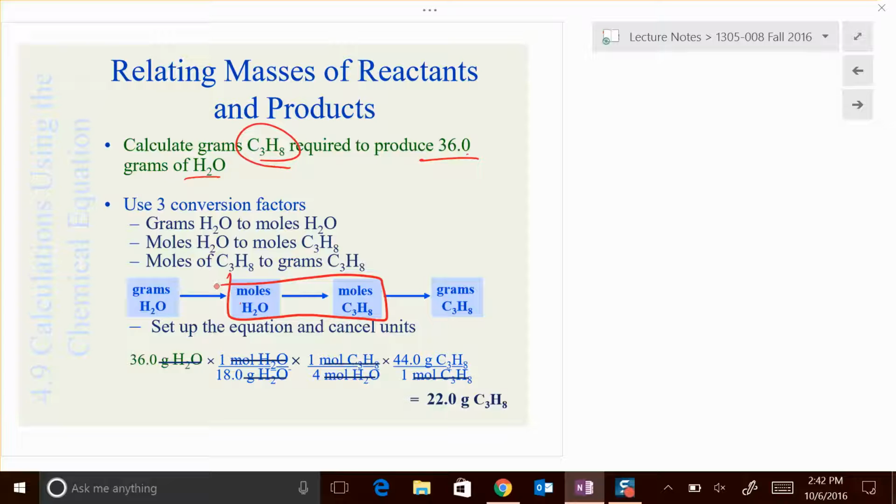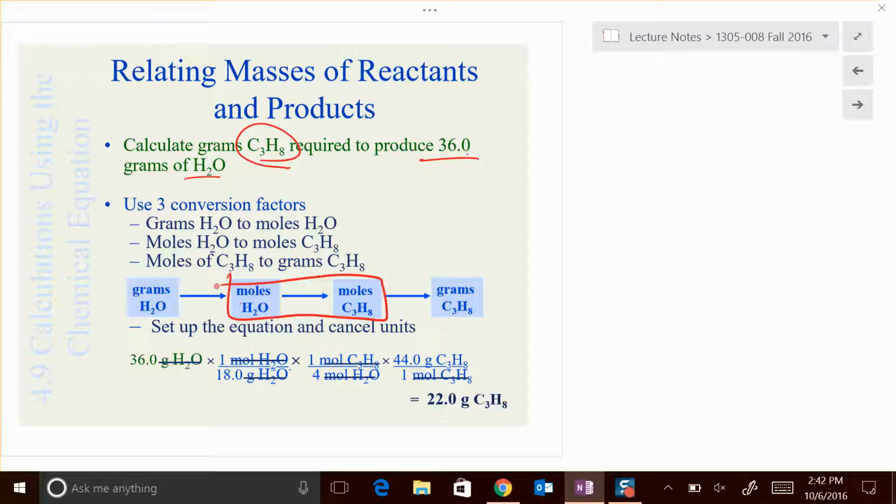So I start with my grams of water. I multiply it by this first conversion: 1 mole of water for every 18 grams of water. Do we know where this 18 came from? Oxygen has a mass of 16. Hydrogen has a mass of 1. 2 hydrogens has a mass of 2. 16 plus 2 is 18. That's where that 18 came from.